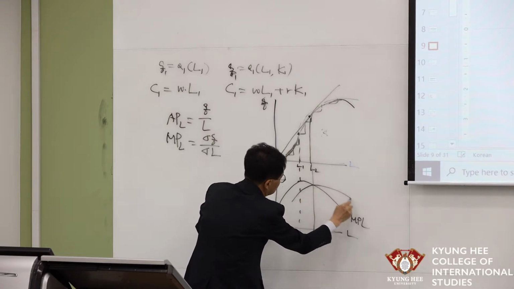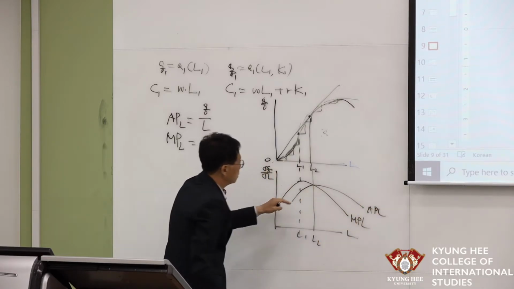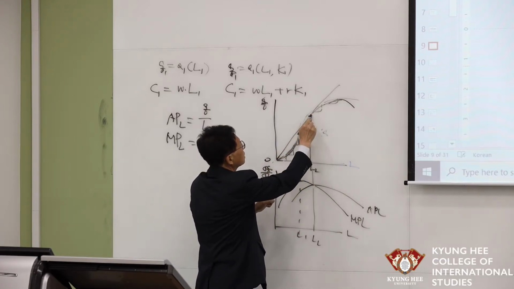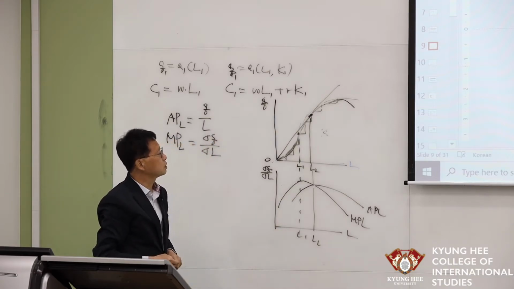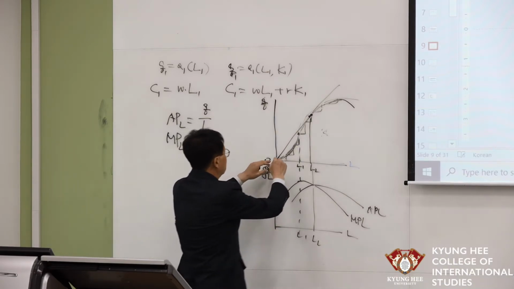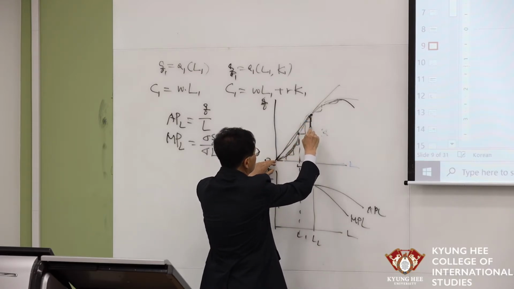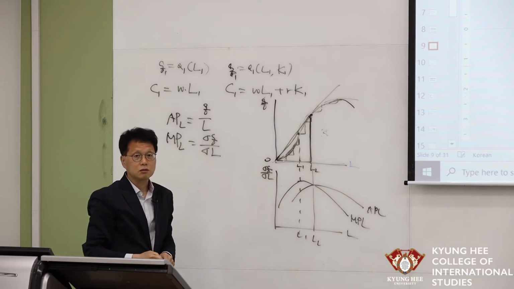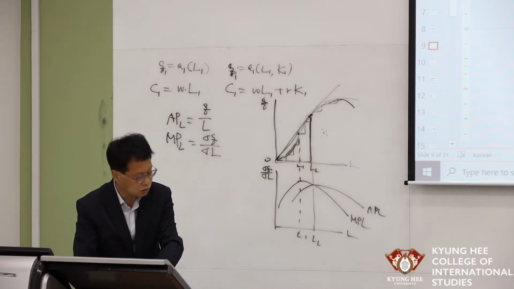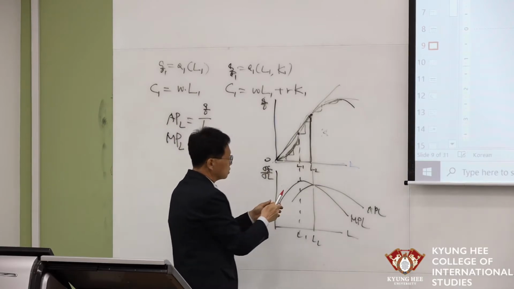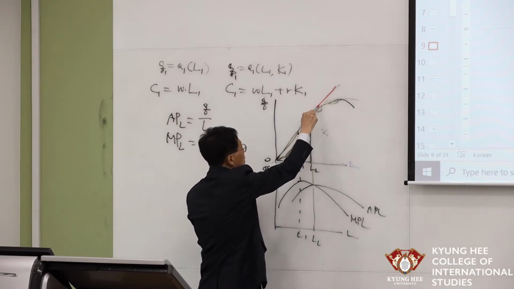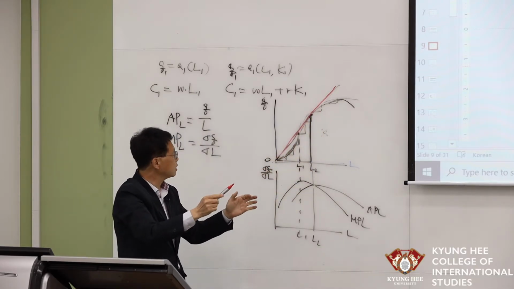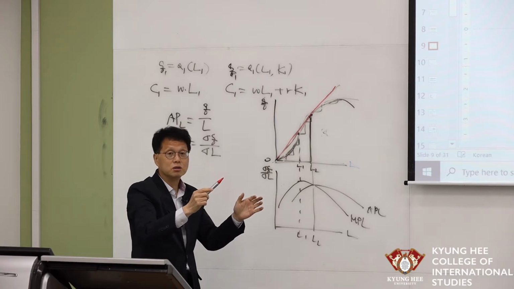And average product is shaped like this. That is the average product of labor. At this maximum point, the average product of labor is equal to marginal product. The maximum average product of labor is calculated using this triangle. How to calculate marginal product at that point? You draw a straight line tangent at this point, make a triangle and calculate the gradient. That is the marginal product of labor.